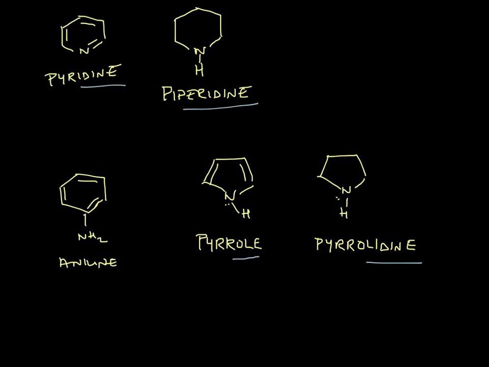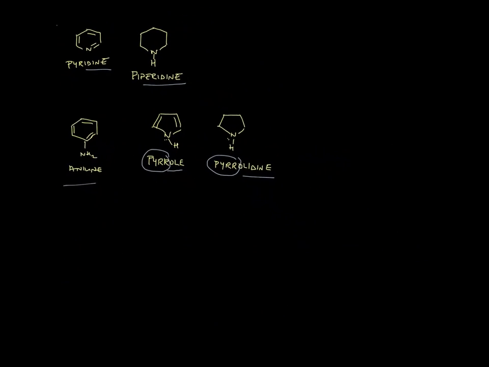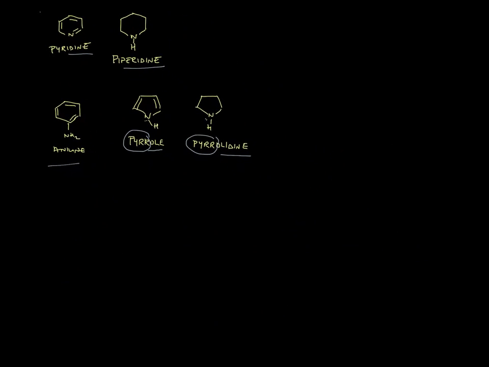So I know that the names are pretty similar. The PYRR starts off the 5-membered rings, so hopefully that'll help you to differentiate them a little bit from each other. And of course, aniline stands alone. All right, so those you just need to commit to memory. I don't have a good trick on those. These are actually IUPAC names, so those are some that you just need to know.